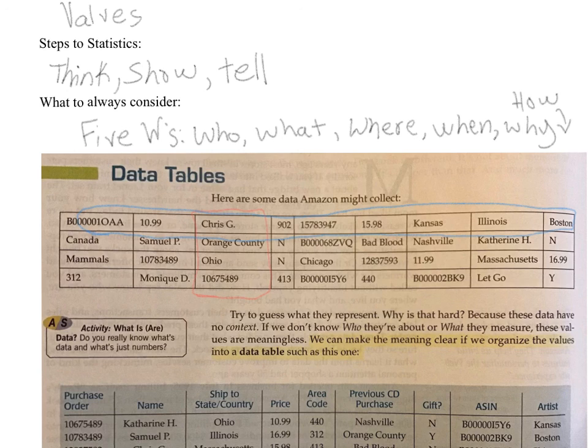What is the most important information in this table? Who is this information about? And in this case, it is the purchase order here. So our who is our purchase order. Our what is the ASIN, or we would like to call it the identifier. An identifier is just a set of numbers.